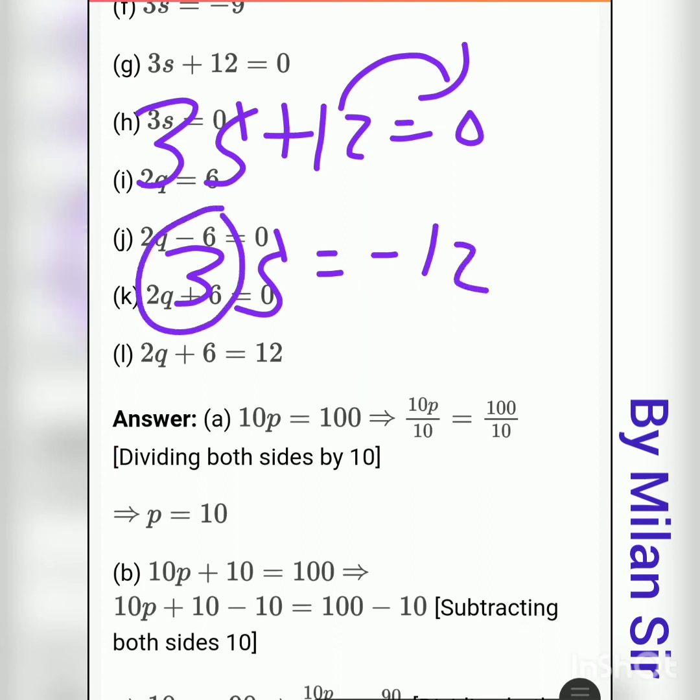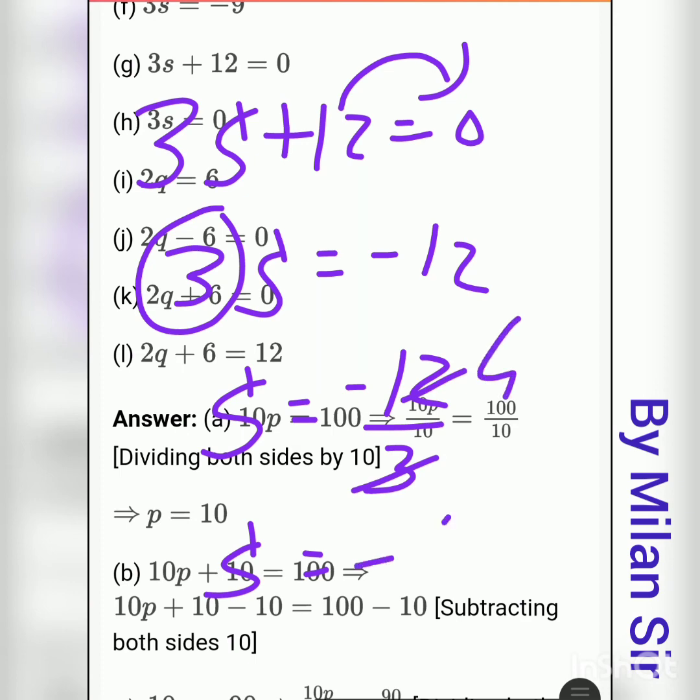Now transfer this 3 to the right hand side. It goes to the denominator. So minus 12 divided by 3. So s is equal to minus 4. The answer is minus 4.